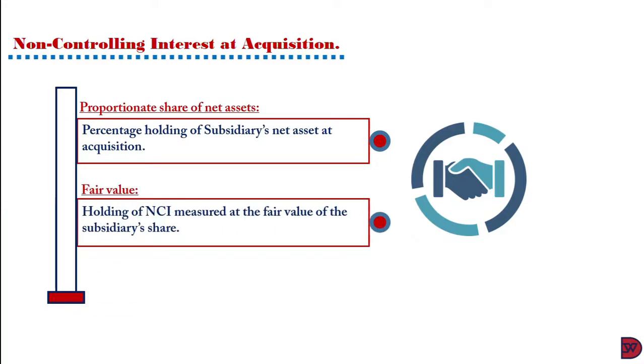The second method of calculation is the fair value. Here, the number of shares held by the non-controlling interest is valued at the fair value of the subsidiary's share per unit. Either the total value of the non-controlling interest is quoted, especially in an examination, or the fair value of a share will be provided, which is to be multiplied by the number of shares held in the subsidiary by the non-controlling interest.